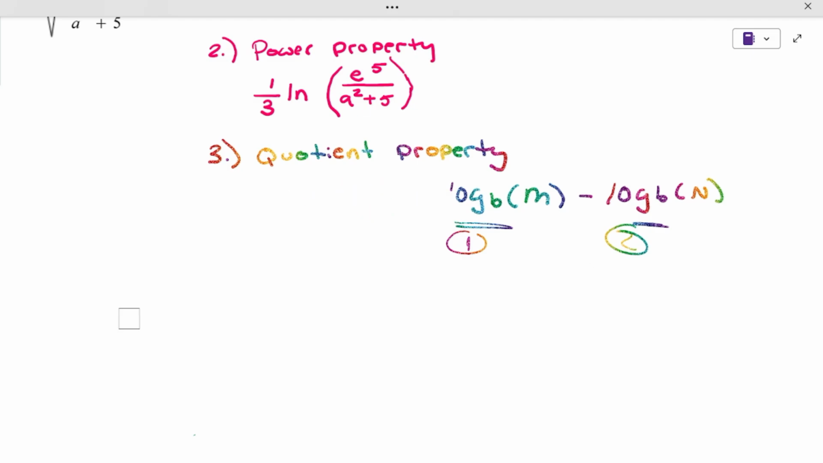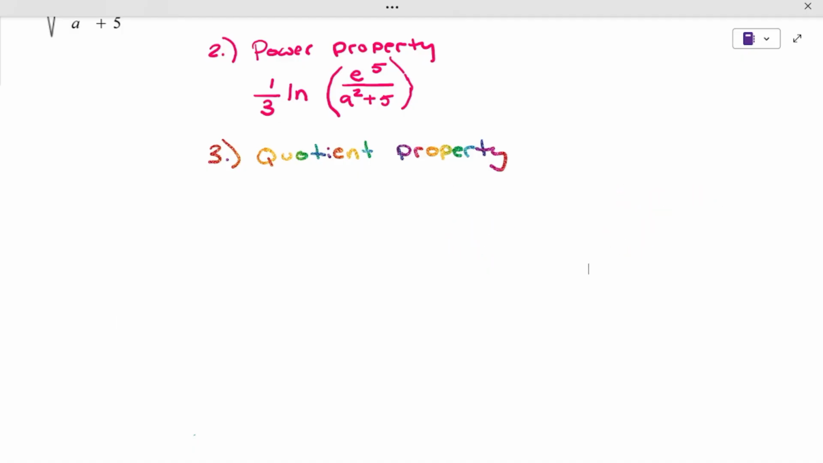So with that being said, let's go ahead and do that. We just have this 1/3 out here, which stays there. And I'm going to write this in brackets. I'm going to put ln e to the 5th minus, don't forget about that second ln, because we're writing that twice, ln of a squared plus 5, and close brackets. Perfect.